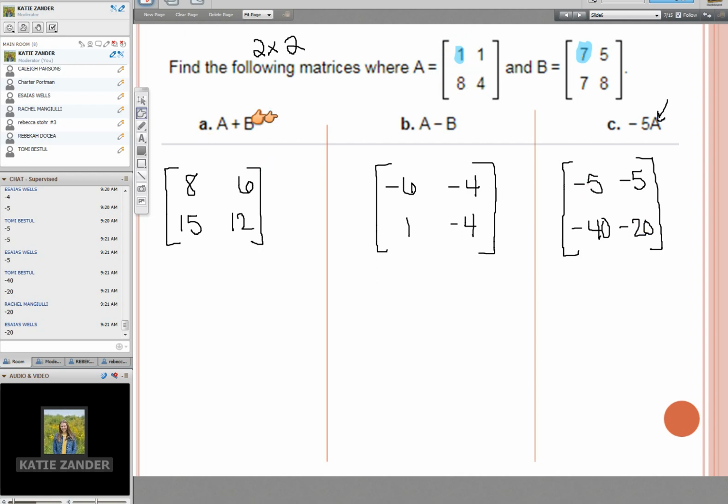Good. So these are kind of our basic operations. They're what we can do really quickly if the order is the same. Now, order doesn't necessarily matter with your scalar multiplication, right? You can just take whatever matrix you want and multiply by that scalar that's out in front.